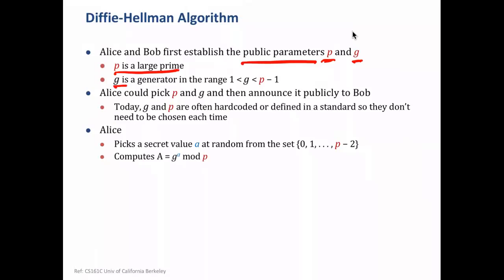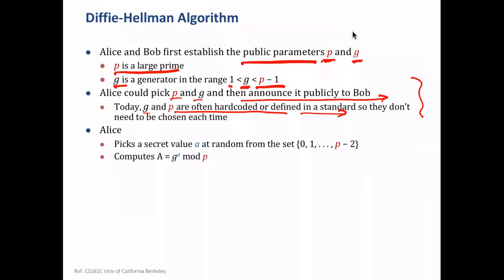Now here it says that we'll have to choose a value of G greater than 1, that's actually 2, and less than P minus 1. So Alice could pick P and G and then announce it publicly to Bob. Let's assume that the announcement happened. Normally it's known to everyone. Today P and G are often hard coded or defined by a standard. It means P is a large prime, and G is based on that within some range. These are known to everyone.